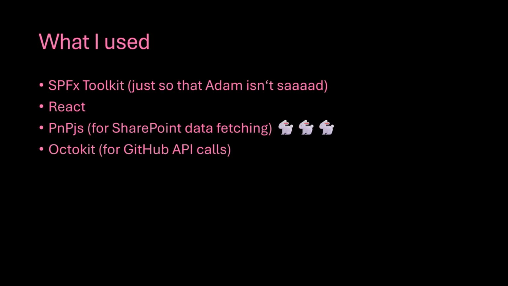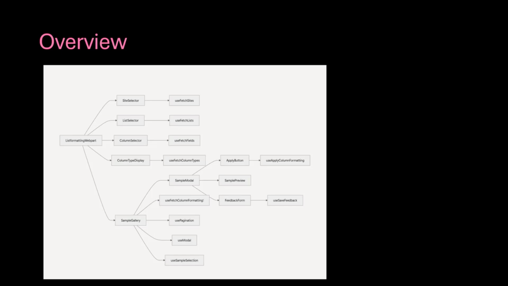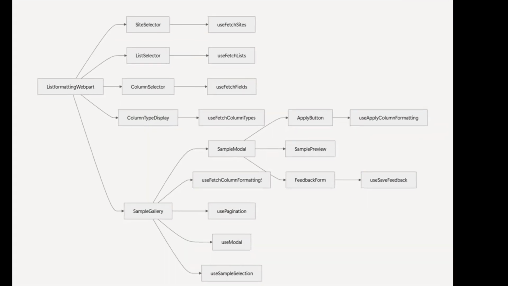And yes, this is React and PnP.js for most of the SharePoint data fetching, and Octokit to get the data from GitHub. That made it really, really easy to deal with the samples. And to give you a little overview, this is a mermaid chart that I implemented. We start with the web part, and then we have the site selector, list selector, column selector, and the display of the column type. All of those have their respective hooks. And then in the sample gallery, we have the modal, and the modal has the apply button, which has its own hook.